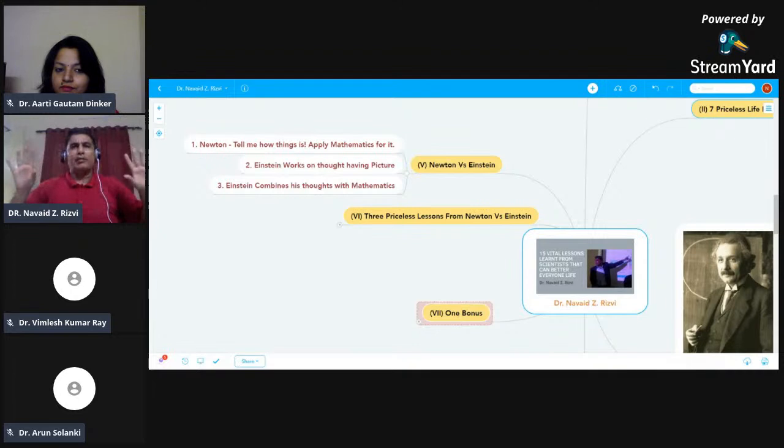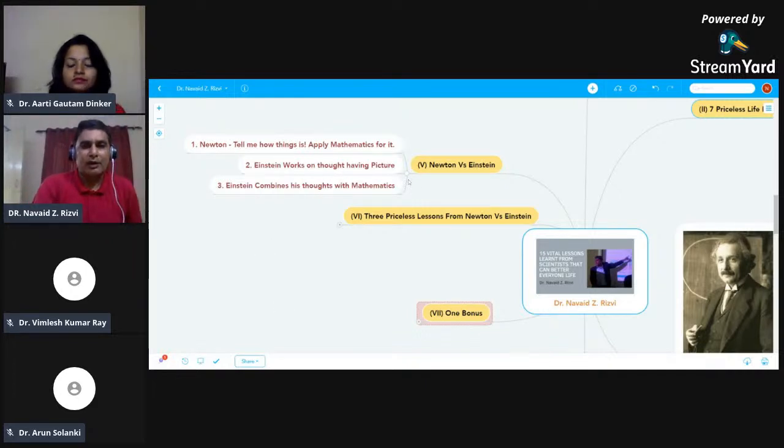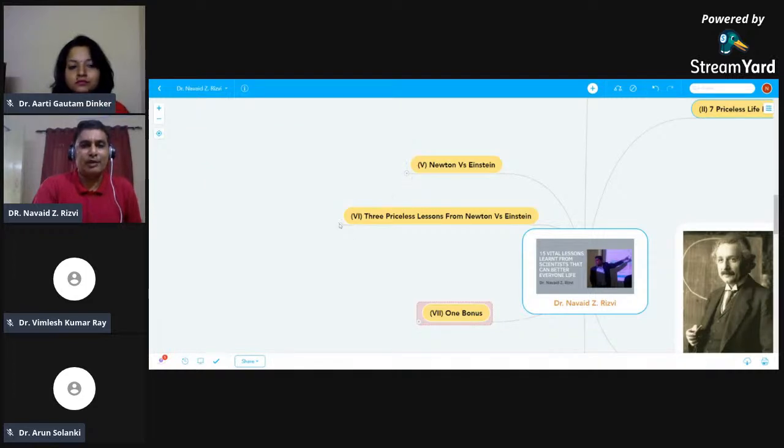This was all done by Newton. He developed the mathematics. He was a mathematician, so he developed all the concepts through mathematics. What Einstein did was, he had thoughts, he had a picture, and according to that picture, he developed some theories and everything, and the big revolution he made. And Einstein combined his thought with mathematics. So this was the decoding of Newton versus Einstein.